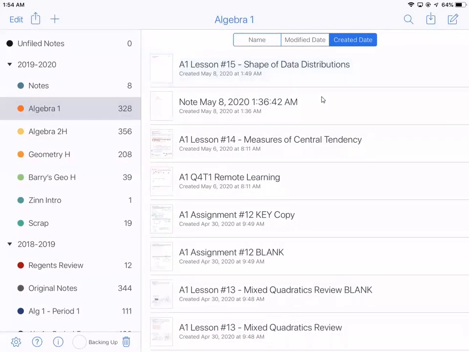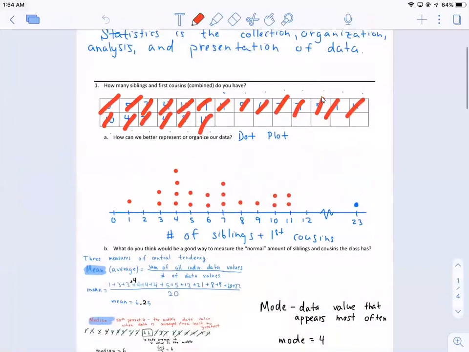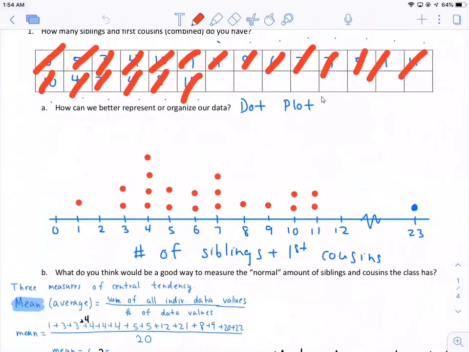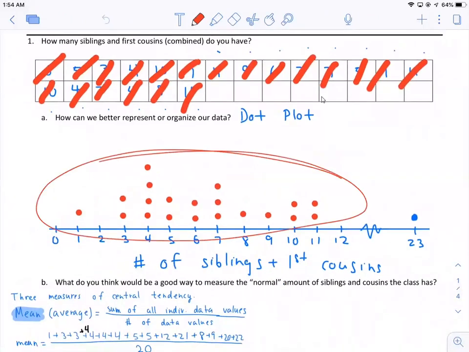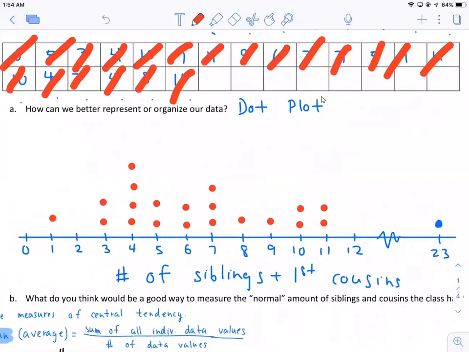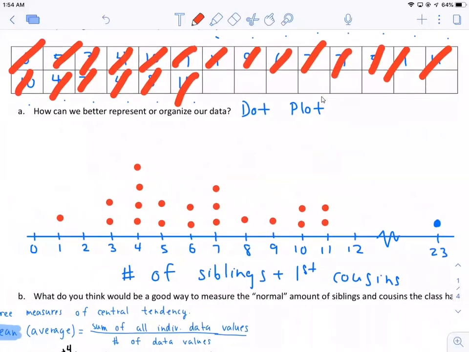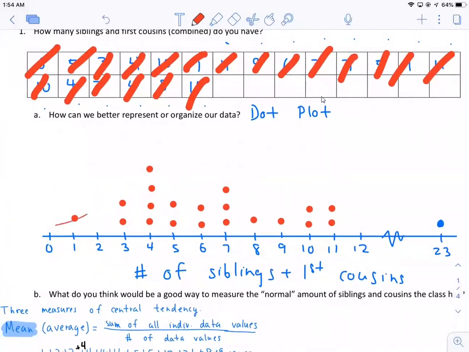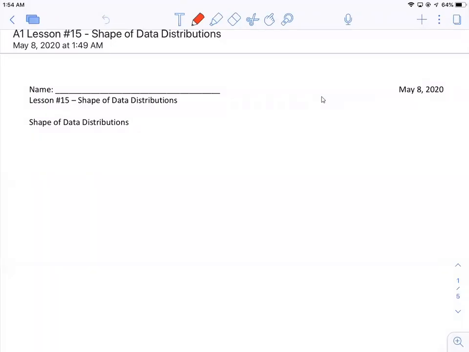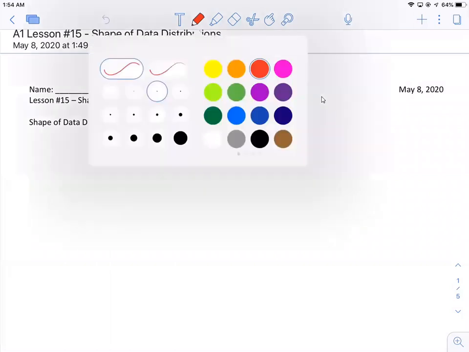So let's take a look at what we did yesterday. We made this dot plot. When we say the shape of the data distribution, first of all, here is all of our data. The way it's distributed is kind of like the way it's spread out. This is not the best shape, but overall, we could try to fit a curve to the shape. If I had to fit a curve, I might draw something like this. That would be the overall shape of the data. Usually the data is going to have a more distinct shape, and there are three main shapes that I want to talk about today.